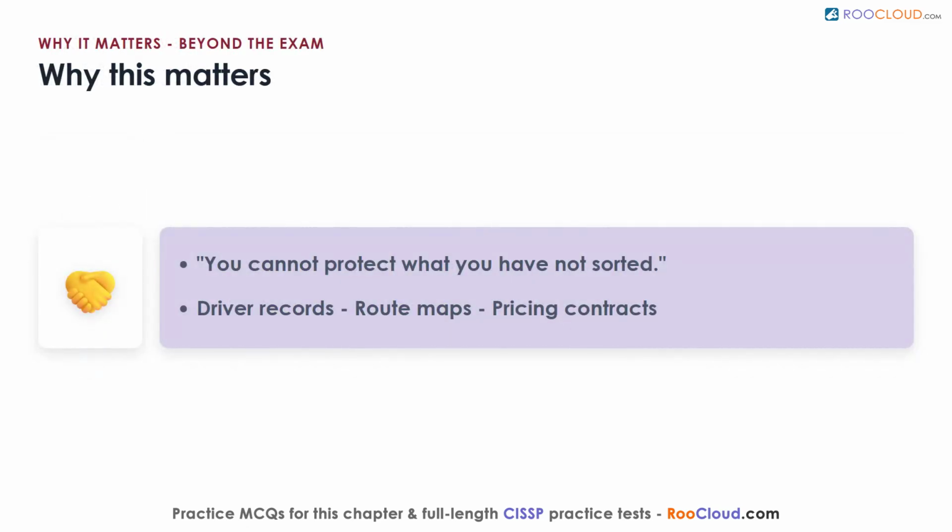Because you cannot protect what you have not sorted. Picture a logistics firm holding driver records, route maps, and pricing contracts all in one shared drive. Without labels, every file gets treated the same way. Sort them first, and you can lock the crown jewels tightly while leaving the public brochure open. Classification is the decision that every later control depends on.